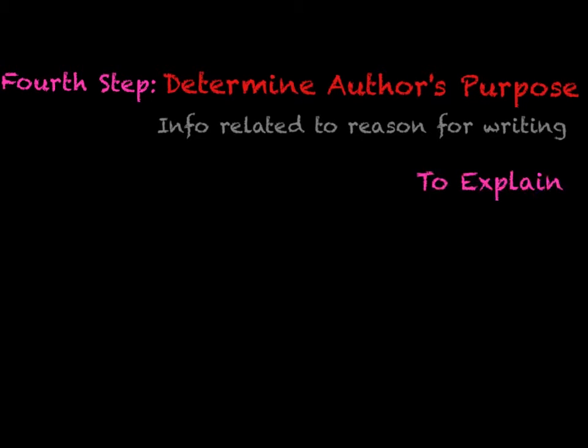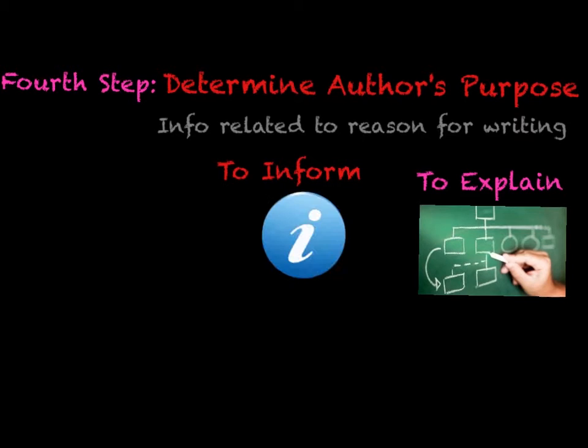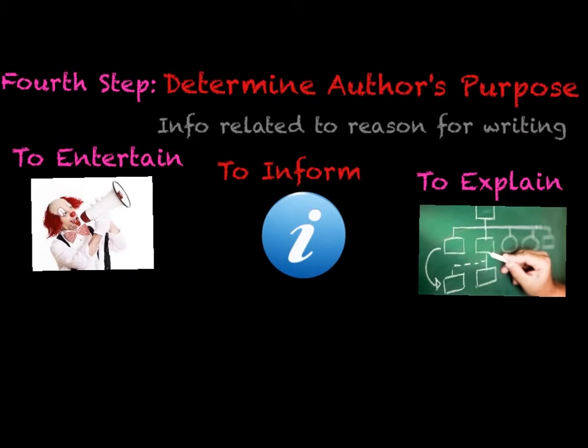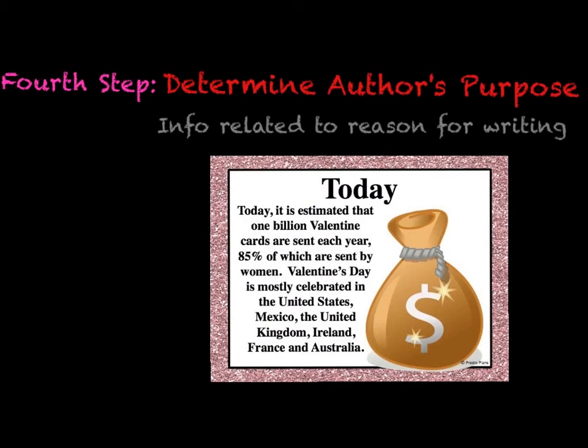Next, we determine the author's purpose. Author's purpose is when the information is related to the author's reason for writing. There are 4 main purposes authors have for writing nonfiction. To explain, which tells you how to do something or describe someone or something. To inform, which gives you information, very similar to explain. To entertain, which provides an escape or something to do for fun during free time. And to persuade, which attempts to change your view or opinion about something.